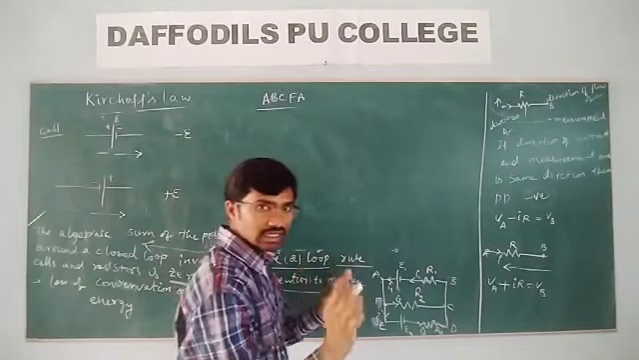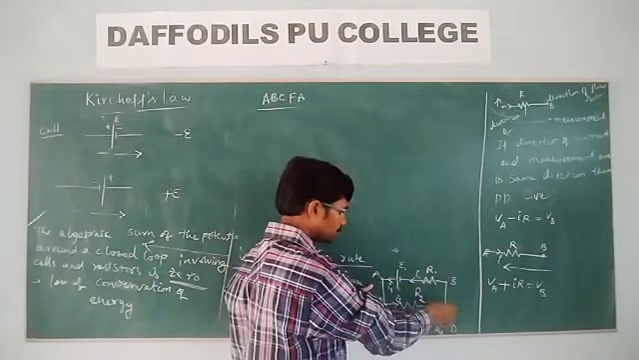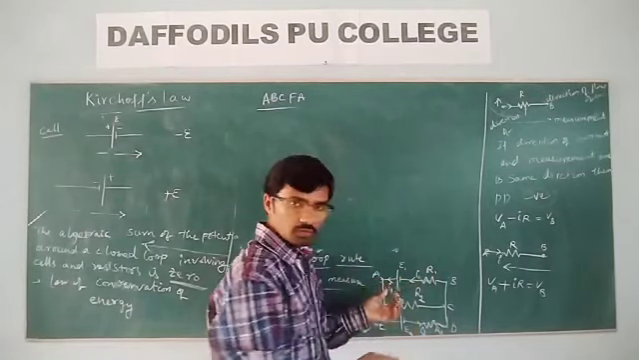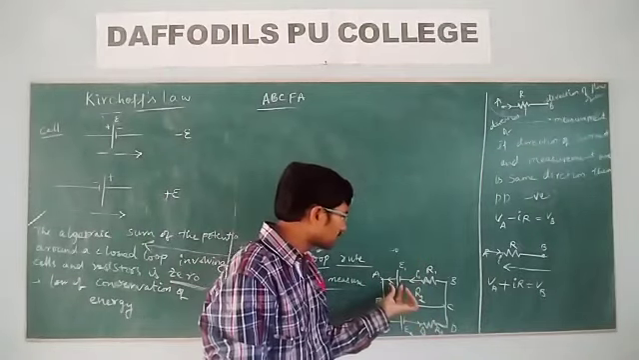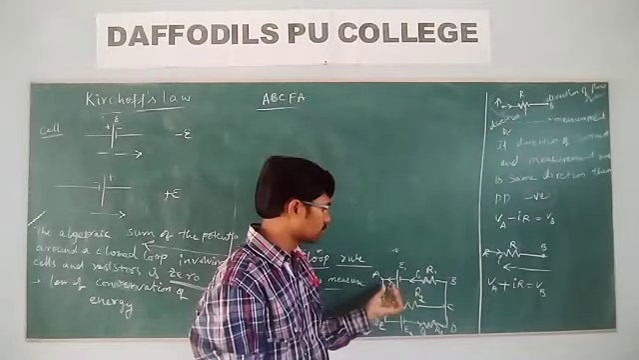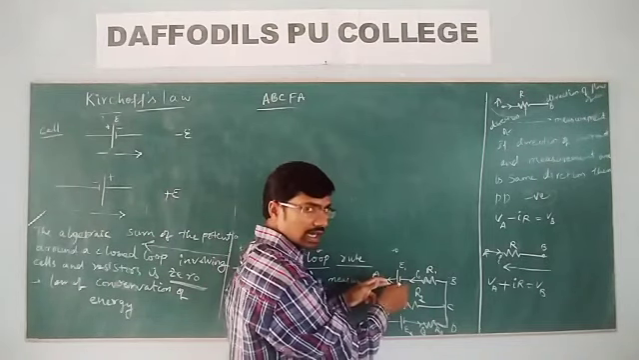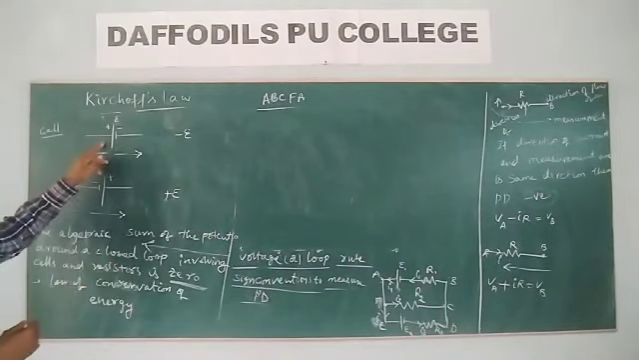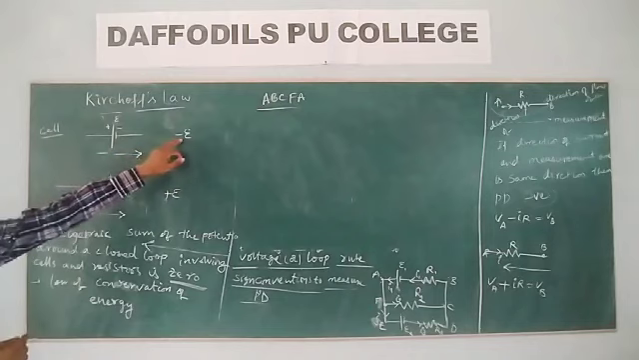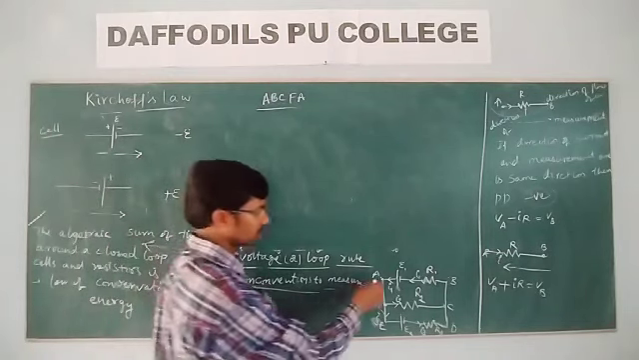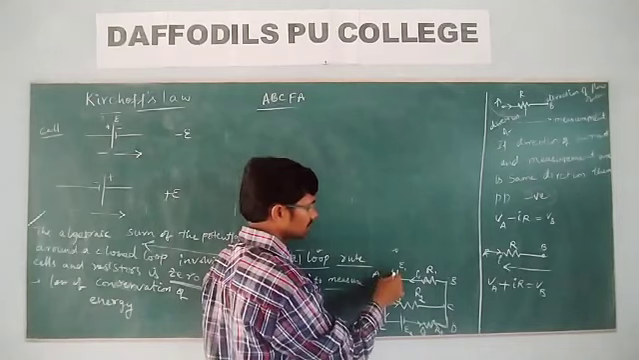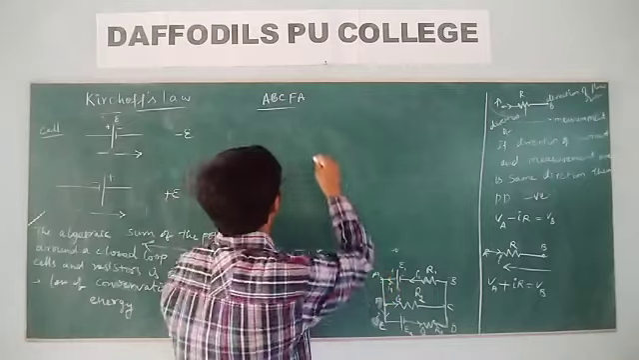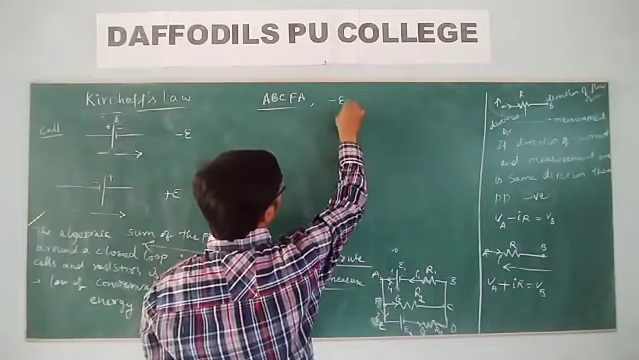Now what is the direction of measurement? From A to B, B to C, C to F, F to A. Now look at this one. When you move from A to B, first we have a cell. For a cell, what do we take? If you move from plus to minus, positive to negative, what is EMF? Negative. Now look at this one, A to B. First what terminal did you get? Plus, next negative. Then what is EMF now? Minus E1.